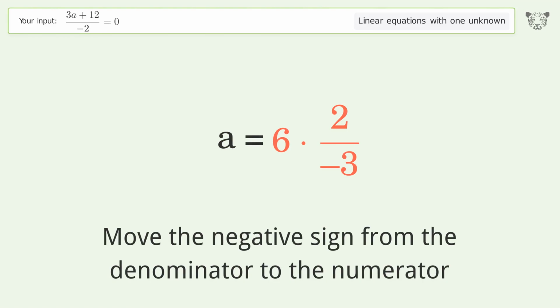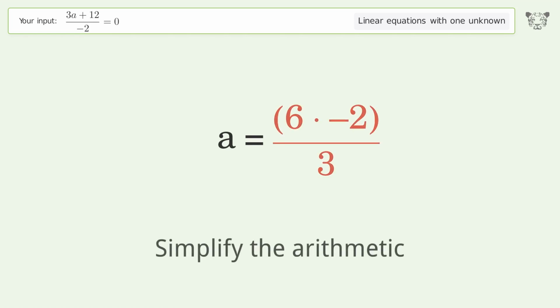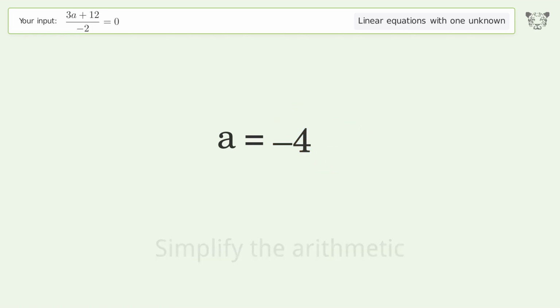Move the negative sign from the denominator to the numerator. Multiply the fractions. Simplify the arithmetic. And so the final result is a equals -4.